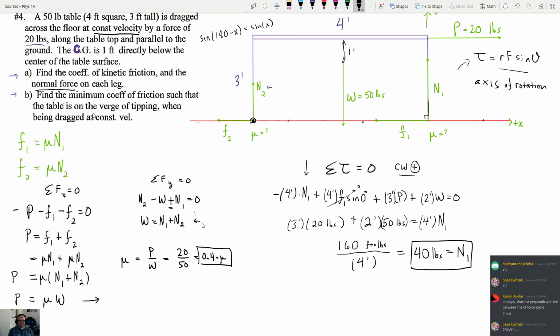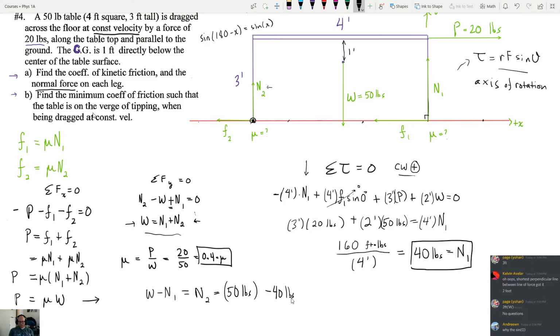Then we can come back over here and find N2 from that equation. Anyone have any questions? While you're all typing, I'll go ahead and solve for N2 from here. This says that the weight minus N1 should be equal to N2. Our weight was 50 pounds, and from that we subtract 40 pounds. We'll find that the normal force on the back leg, or the left leg up here, is equal to 10 pounds.